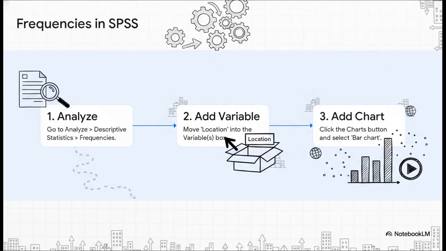So how do we find that out? Well, in our software toolkit, it's just a few clicks away. We basically just tell it, hey, analyze the location data for me and show it to me as a bar chart. This is how we turn a super long, boring list of cities into one powerful visual clue.